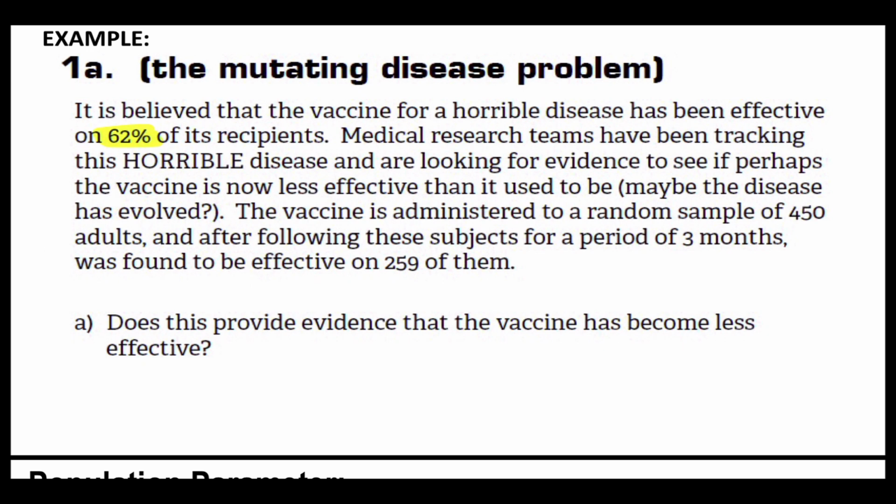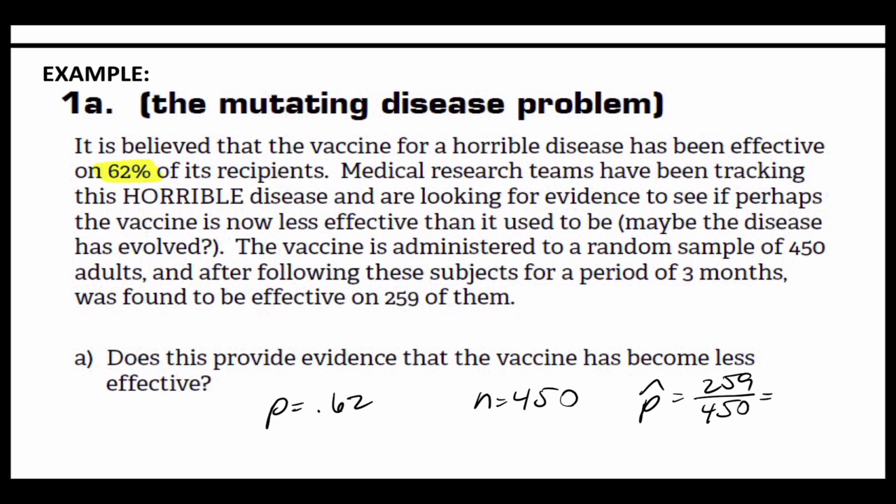Okay, so 62%. What symbol goes with 62%? P, good. P equals 0.62. Actually, I shouldn't write it there because that's where my answer is going to go. No, actually, it's fine. Good, that's one thing we know. What's another thing we know? N equals 450, good. P hat equals 259 over 450. Good. It comes from an SRS, good. We're going to need that definitely.